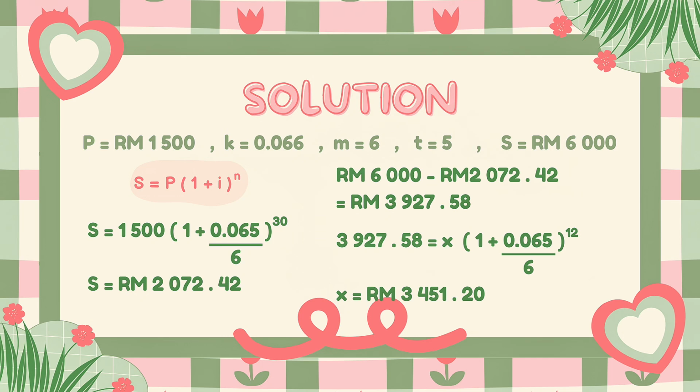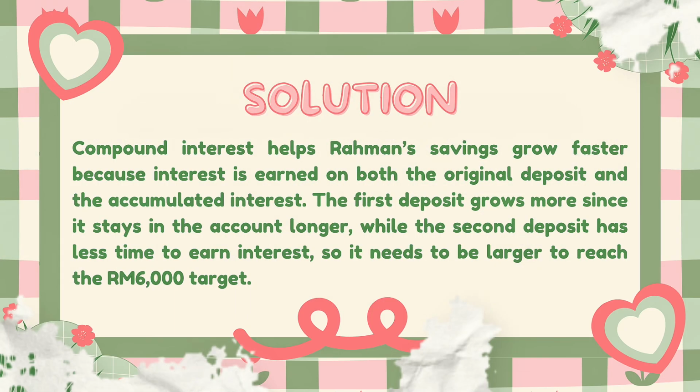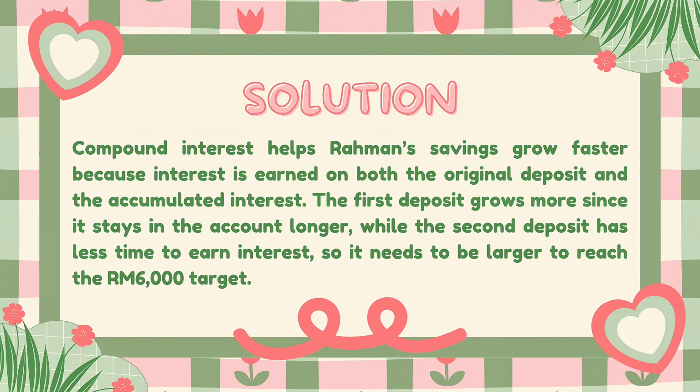Now let's discuss how compound interest and time influence the growth of his savings. Compound interest helps Rahman's savings grow faster because interest is earned on both the original deposit and the accumulated interest. The first deposit grows more since it stays in the account longer, while the second deposit has less time to earn interest, so it needs to be larger to reach the 6,000 ringgit target.